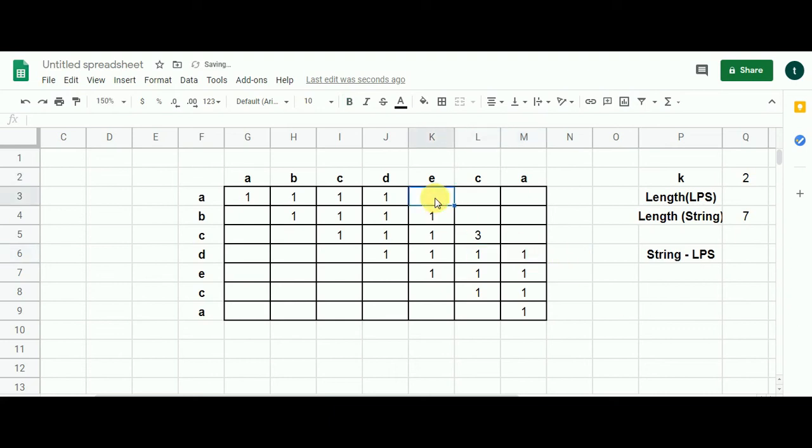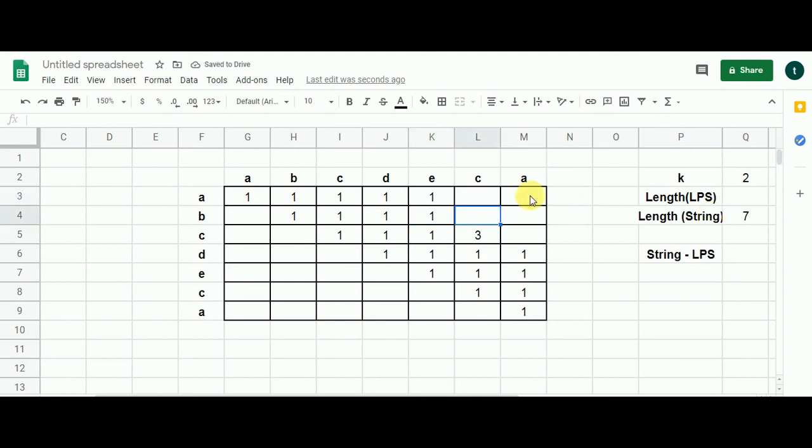Now the length of the subproblem increases to 5. So we have A, B, C, D, E. So A and E are not matching. So it is going to be the maximum of A, B, C, D and B, C, D, E. Alright. So A, B, C, D is 1 and B, C, D, E is 1. So we are going to get 1 over here.